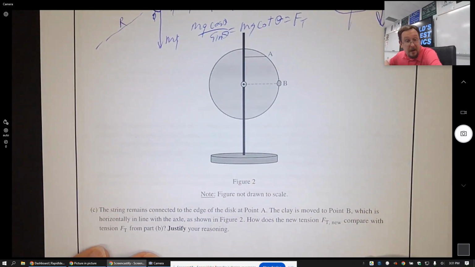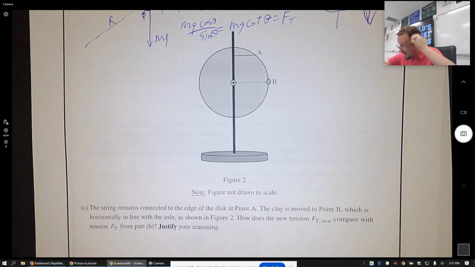The string remains connected to the edge of the disc at point A. Okay, the clay is moved to point B.